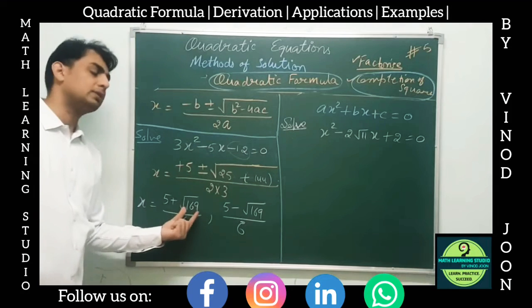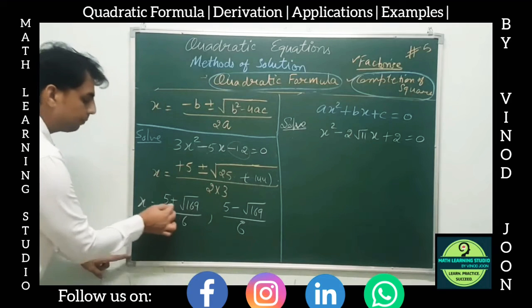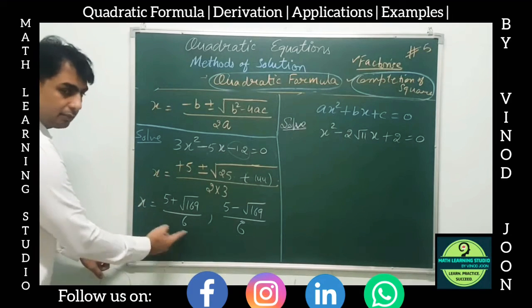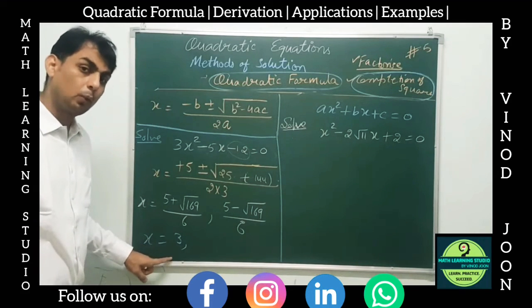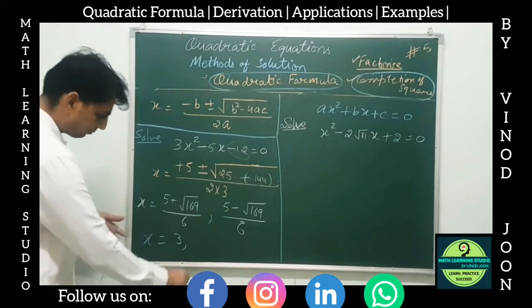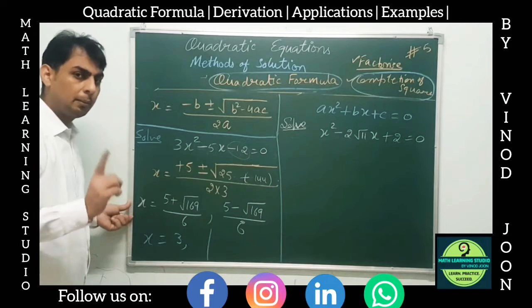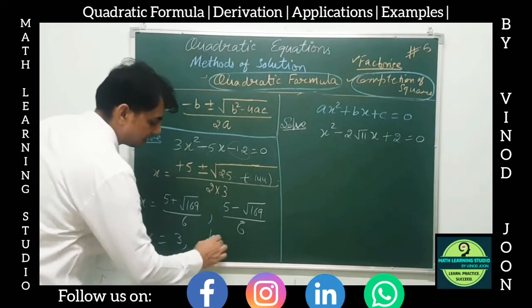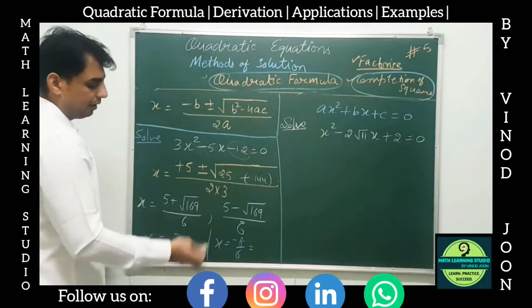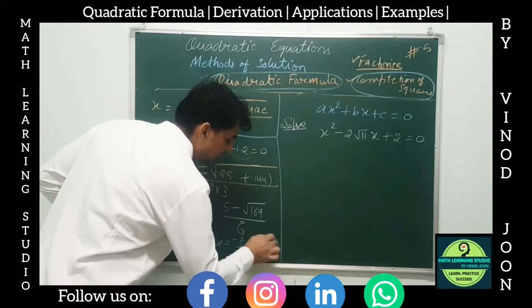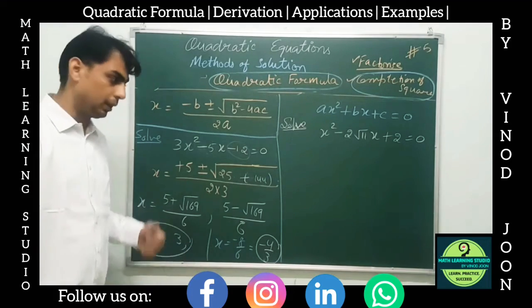Now we can see root 169 is a perfect square, so we'll get this value. That value will be 13. 13 plus 5 will be 18. 18 by 6 becomes 3. So the first value of x will be 3, and we can say it's a rational number. Why rational? This was a perfect square. Here we will get 5 minus 13, which means minus 8, and minus 8 by 6. So the second value of x will be minus 8 by 6, or we can divide it by 2 and we get minus 4 by 3. So one value is minus 4 by 3, the second value is plus 3, and that's it, right?